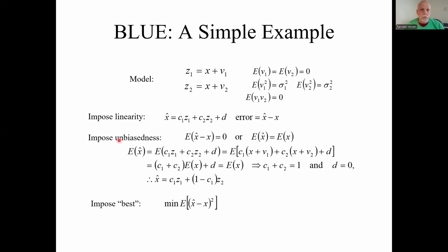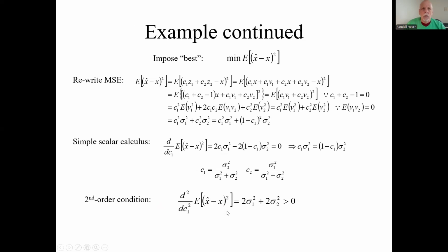We imposed linearity, we imposed unbiasedness, and I kind of zipped through the algebra here. But when I take the expectations of these V terms, because of the problem setup, those are zero. So that helps simplify some of the algebra. And then best was minimum mean square error. Again, it showed up here, these V's, because their means are zero, that helped. And because they're uncorrelated, that helped too. It wasn't just algebra. It was part of the problem statement that helped us simplify all that.